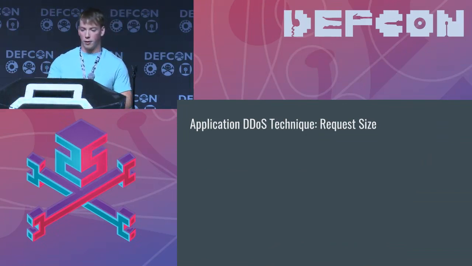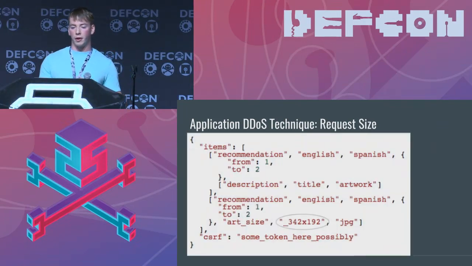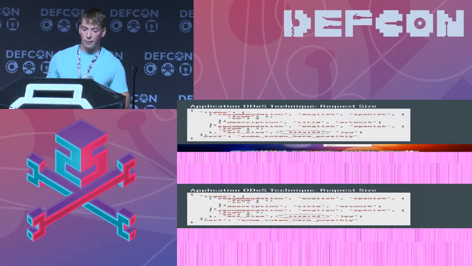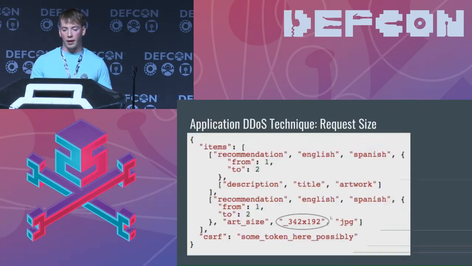Request size is another technique we could take advantage of. As you can see in the corner here, we have this element called art size, and it has a range of 342 by 192. So if we imagine appending a 0 on to the end of there, if that art size is calculated in real time, you can imagine that that might result in increased latency. So once again, that's another place we can potentially toggle the switch here.